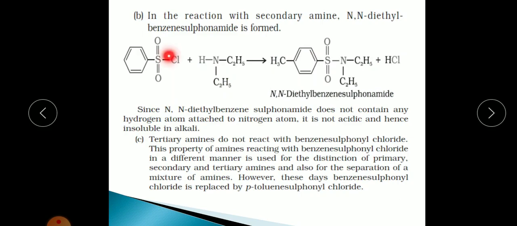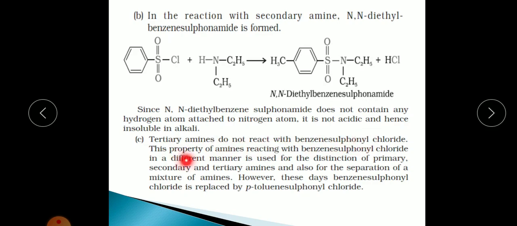Next, when benzene sulfonyl chloride reacts with secondary amine, it will form N-diethyl benzene sulfonamide, which is insoluble in alkali. So for the primary amine, the sulfonamide that is formed is soluble in alkali, whereas for the secondary one, the sulfonamide that is formed will be insoluble in alkali, whereas tertiary amines do not react with benzene sulfonyl chloride.